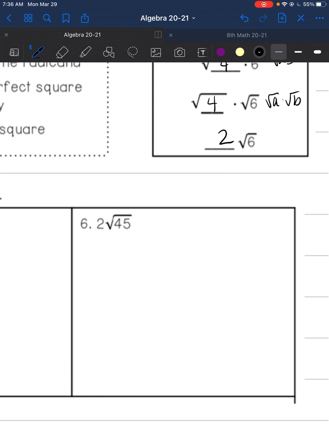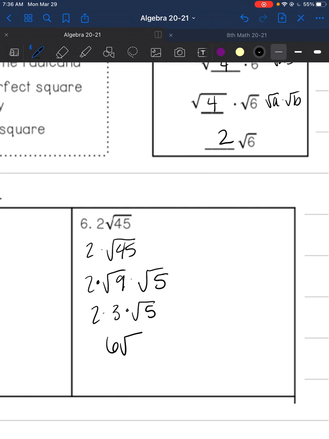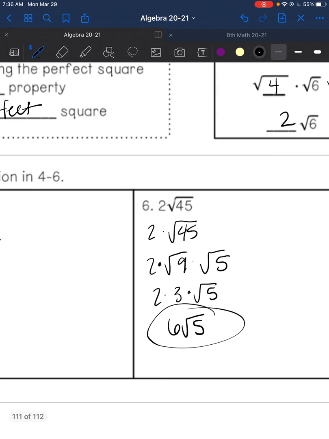2 square root of 45. So already we're saying 2 times the square root of 45. But I know my factors of 45, and I know 9 times 5. So 2 times square root of 9 times the square root of 5. And the reason why I know that is because I know that 9 is a perfect square, and it's the largest perfect square factor. So that's 2 times 3 times the square root of 5. So 6 times the square root of 5 is my answer.